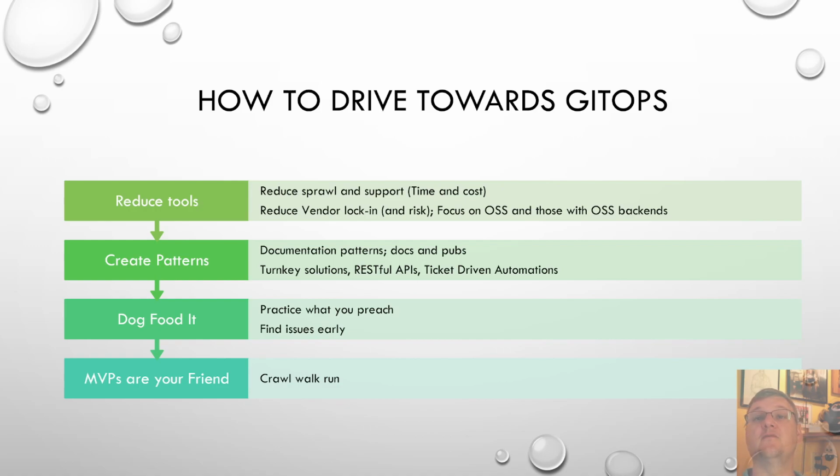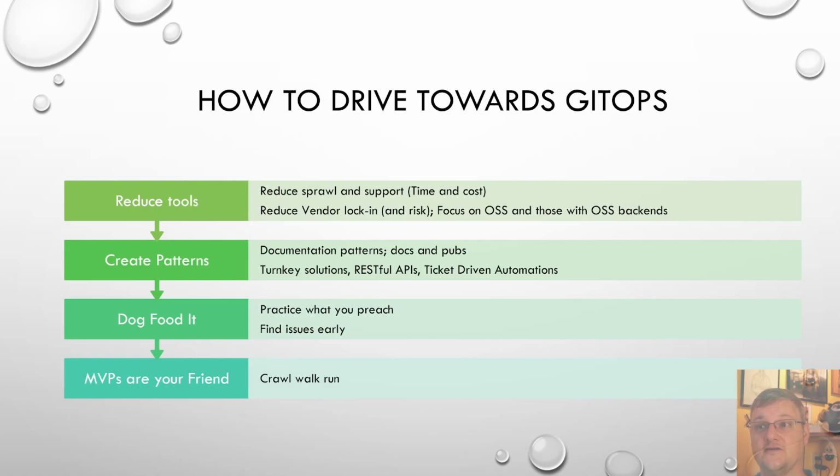As we think about moving forward, you're going to say, how do I get to DevOps? The first part you do is start to reduce your tools. You need to reduce the sprawl and the support. That's both time and cost for these different CICD tools. This helps you reduce vendor lock-in. You're not married into Jenkins files or Azure pipelines. Focus on those with an open source backend, or those that have open source options, because then you don't have totally locked in environments.